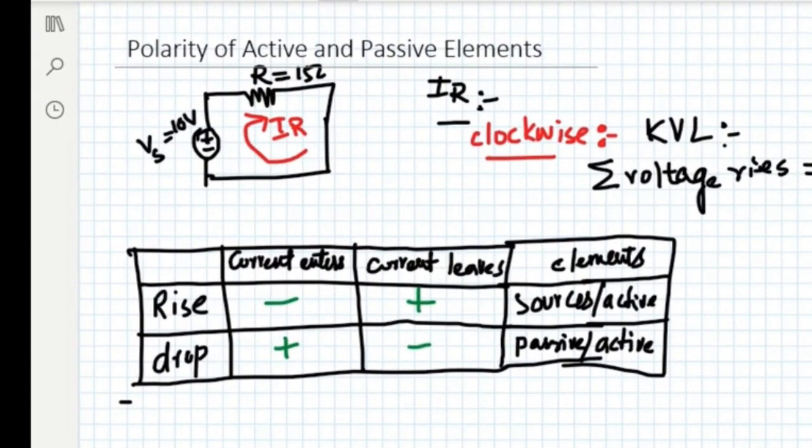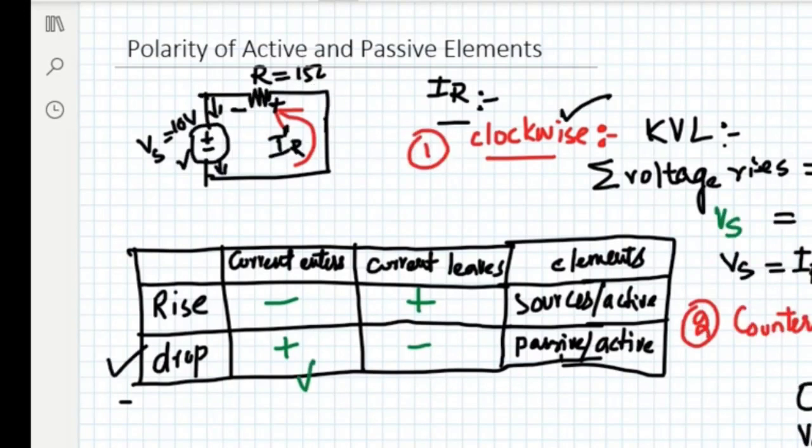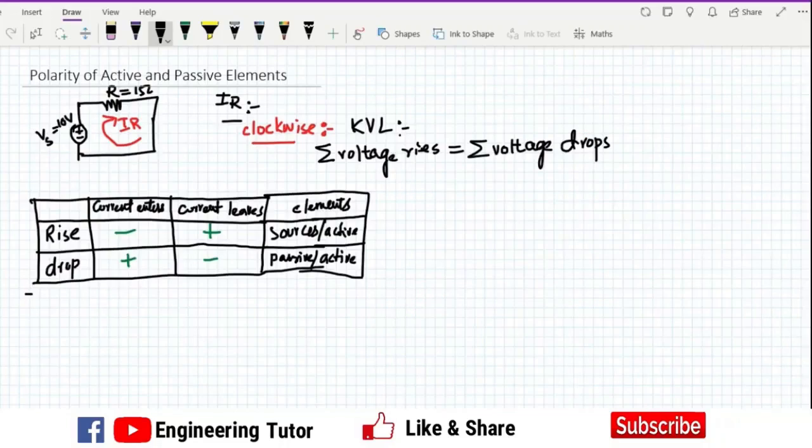This is basically the table which shows us the concept of voltage rise and voltage drop, and for it we should always have the polarity across all our elements. This is the overall concept. This table is very important and it will be very handy for our upcoming lectures. It was the basic concepts, so please try to grasp all the concepts mentioned here.